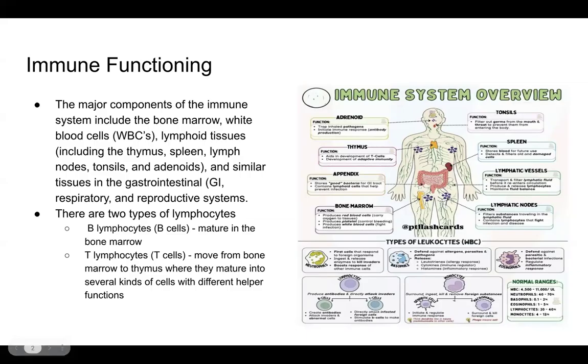This is a really good picture of the immune system overview. If you want a good idea of what parts of the immune system, and they are all important parts, this is what you need to look at.